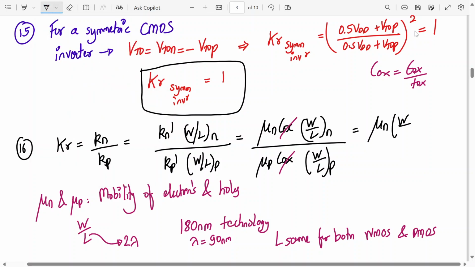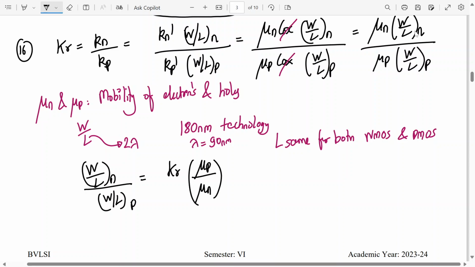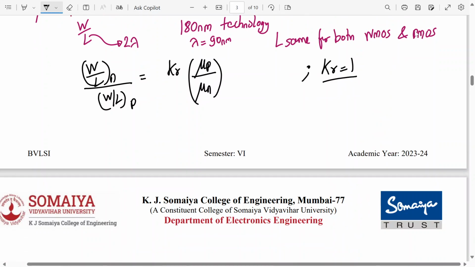So anyways, this gets cancelled out and we get mu n W by L of n, mu p W by L of p. So KR, we can write it like this: W by L of n divided by W by L of p is actually equal to KR times mu p upon mu n. Yes or no? So normally if we consider for a symmetric CMOS inverter KR is equal to 1, then what can we write over here?